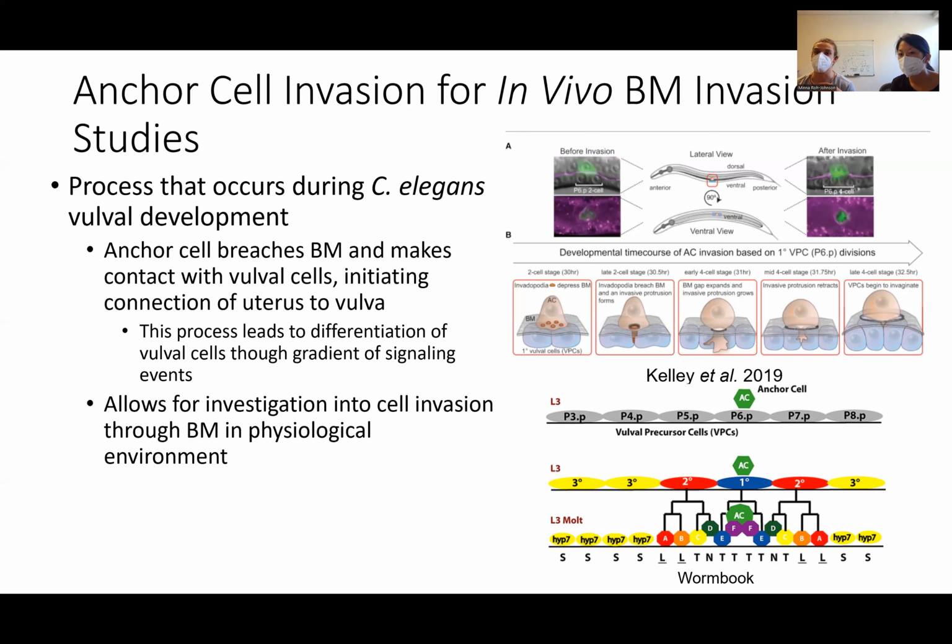And like was saying, the wild type version of this process, where it occurs through degradation, right? You can really start to see and investigate how it is that cells are able to degrade the basement membrane.